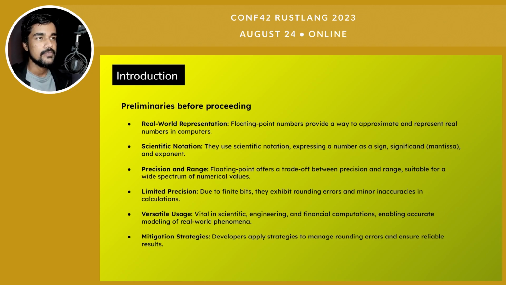And they are used for scientific notations. They are represented in the form of scientific notation. Also, they have precision and range in them. Floating point offers a trade-off between precision and range, suitable for a wide spectrum of numerical calculations. We'll understand this in the further slides, like why specifically there's a trade-off between the precision and the range.